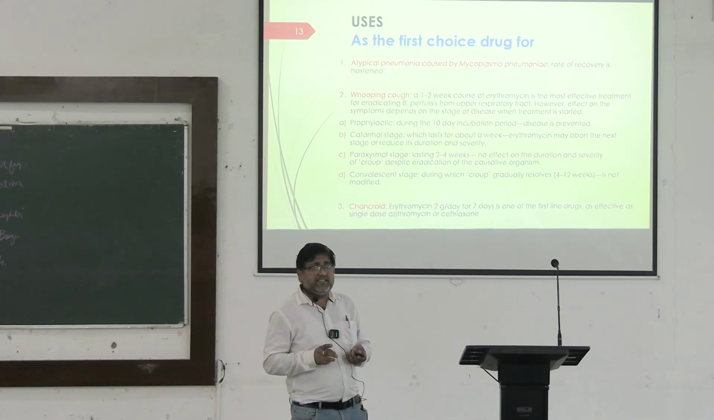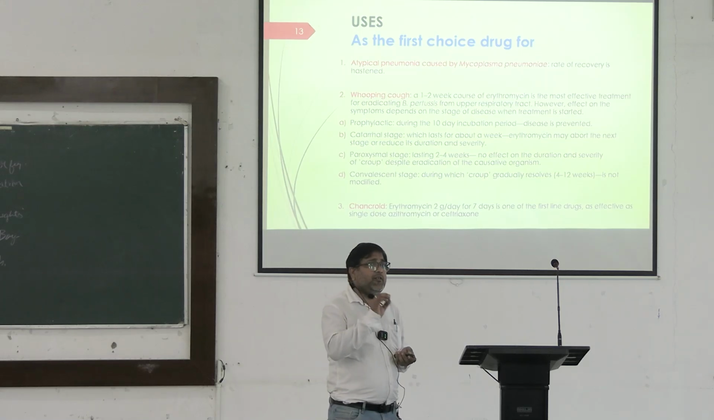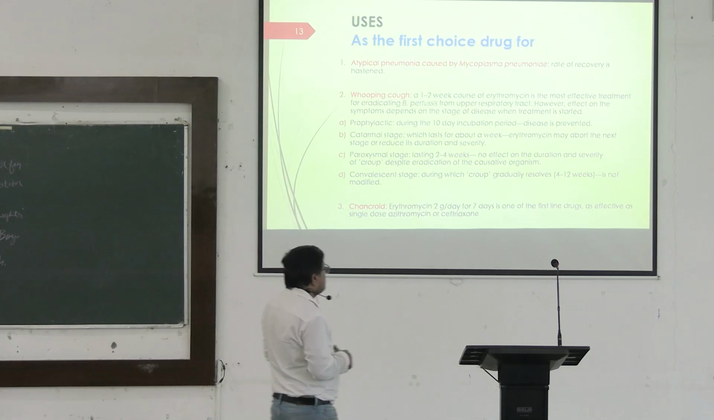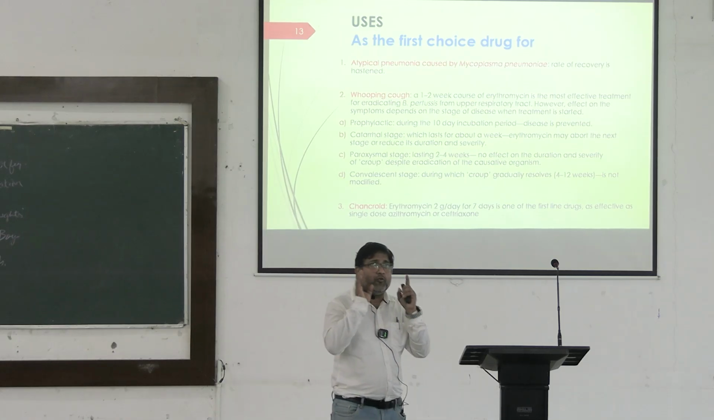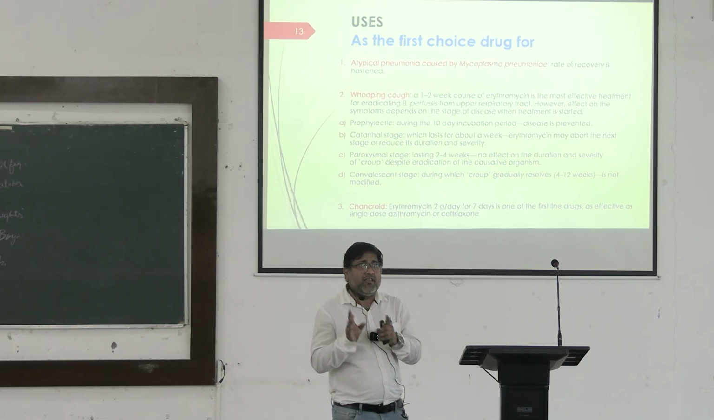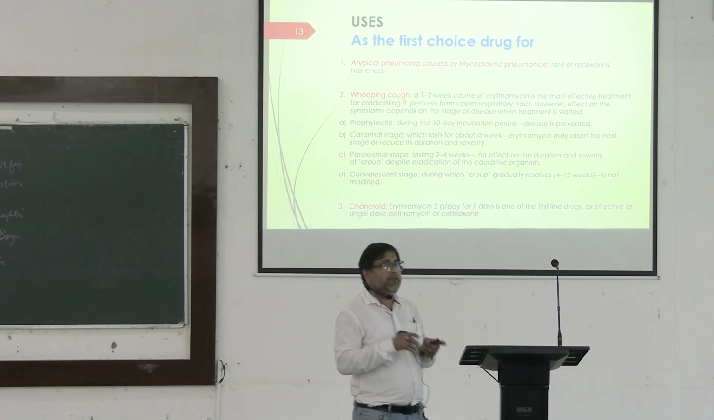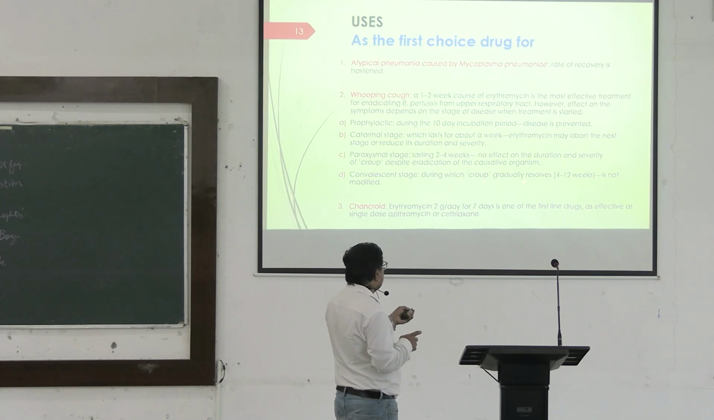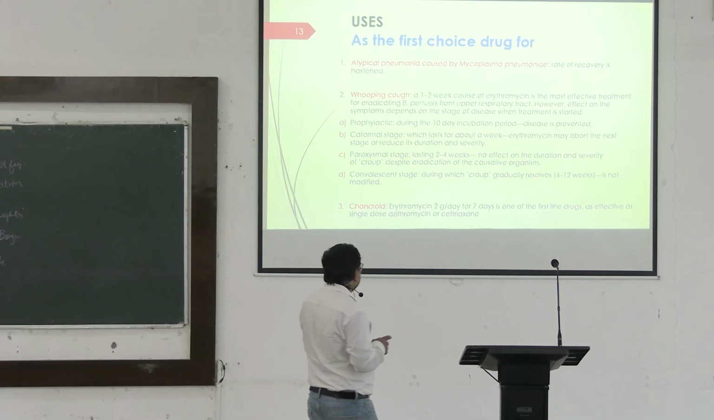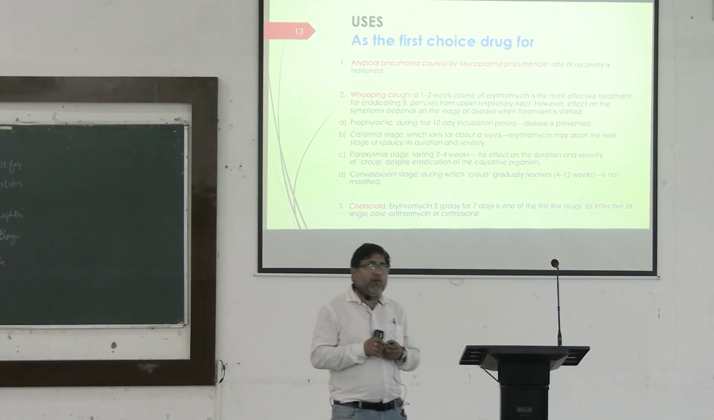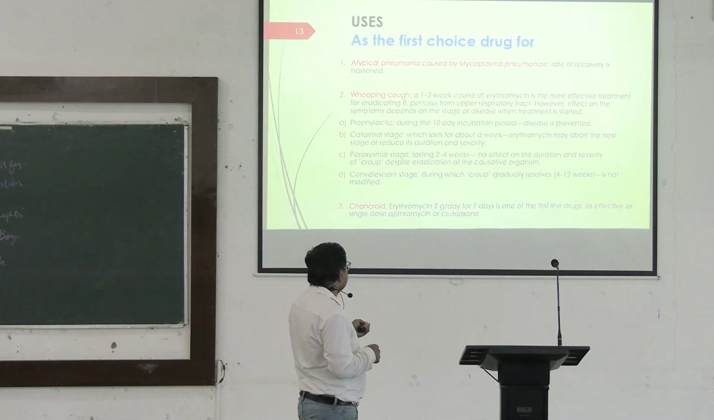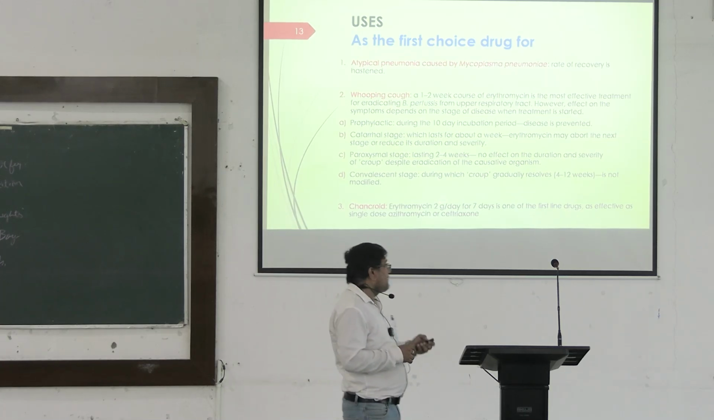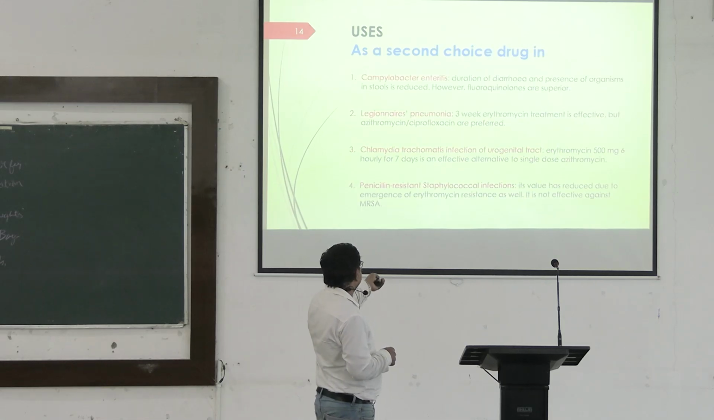If the drug is started when the classical croup has started, that means between 2 to 4 weeks, generally the drug has no effect on the symptoms, duration and severity, but we can eradicate the disease. And in the convalescent stage, the croup gradually resolves and is not modified. Coming to chancroid, erythromycin is one of the first line drugs, as effective as a single dose of azithromycin or ceftriaxone.